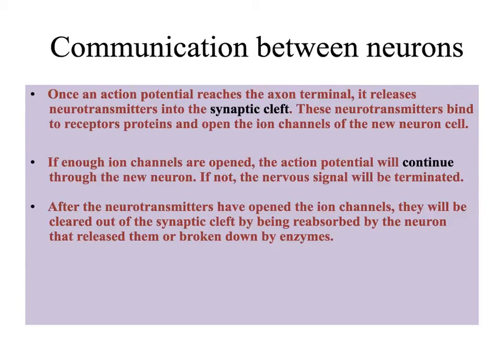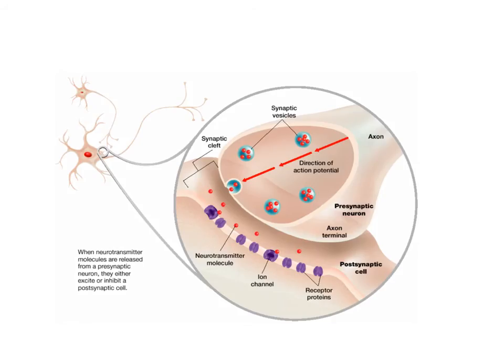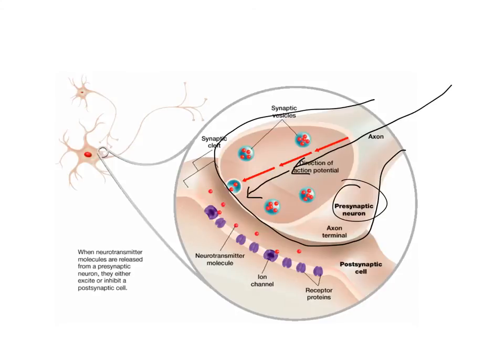After the neurotransmitters have opened the ion channels, they will be cleared out of the synaptic cleft by being reabsorbed by the neuron that released them, or broken down by enzymes. All right, so here is the action potential traveling down the axon. All the neurotransmitters are these little red dots, and they're inside these vesicles. And keep in mind that this one is the presynaptic neuron, and this one here is the postsynaptic neuron.